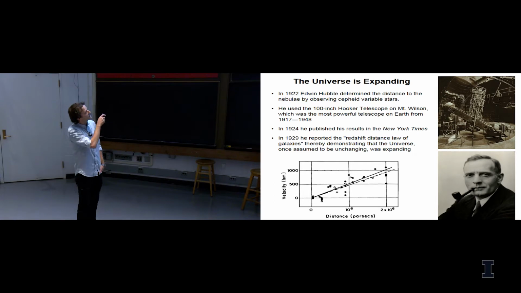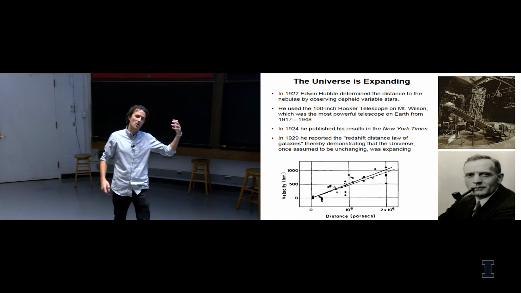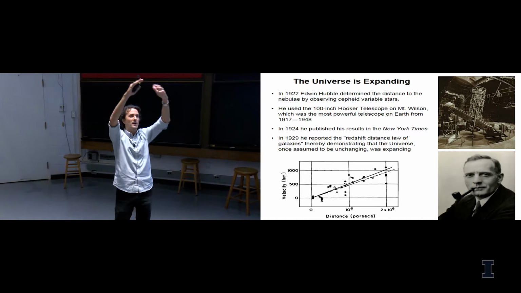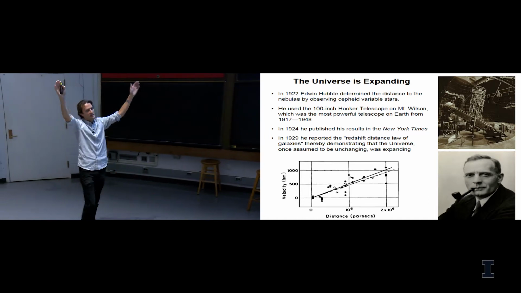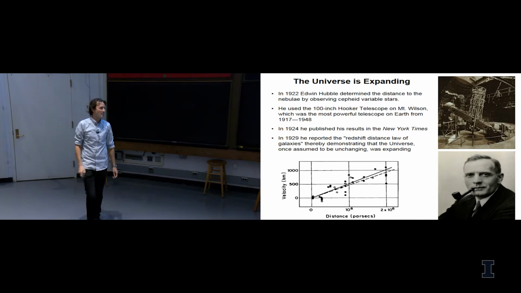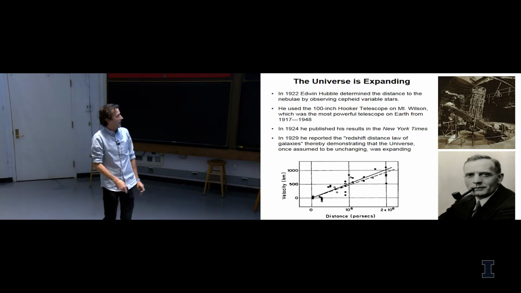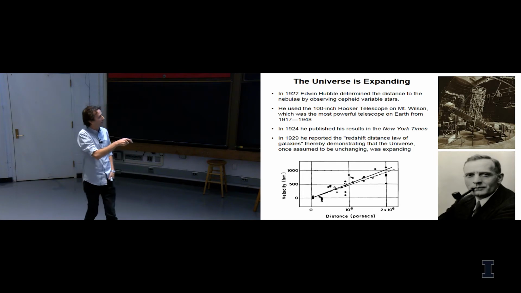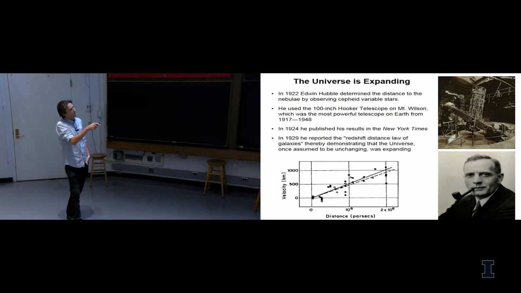By observing distant Cepheids in distant galaxies, Hubble found that all these galaxies out there in the universe seem to be receding, disappearing, going away from us at a rate that was proportional to how far away they were. So the further away the galaxies were in the universe, the faster they appeared to be receding.